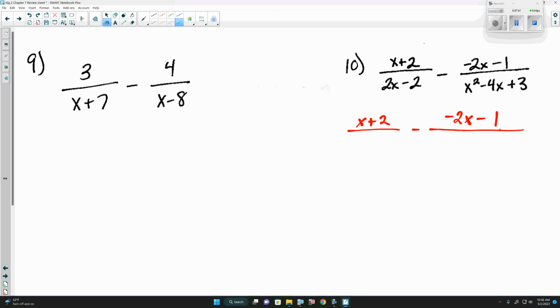With the denominators, we need to factor them if they are not already factored. So with 2x minus 2, 2x and 2 have a greatest common factor of 2, because whenever we're factoring, greatest common factor should be the first place you check. And I can factor a 2 out of both terms, which will leave me with x minus 1. So when we factor the 2 out, we get 2 times x minus 1.